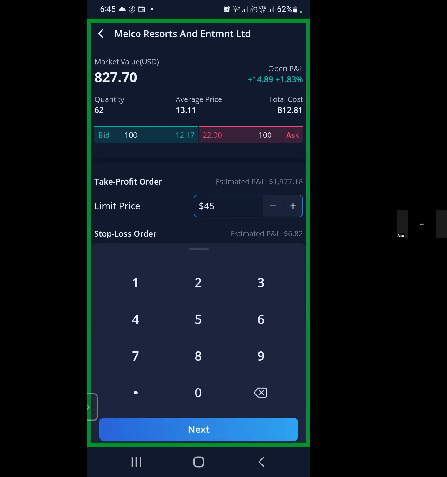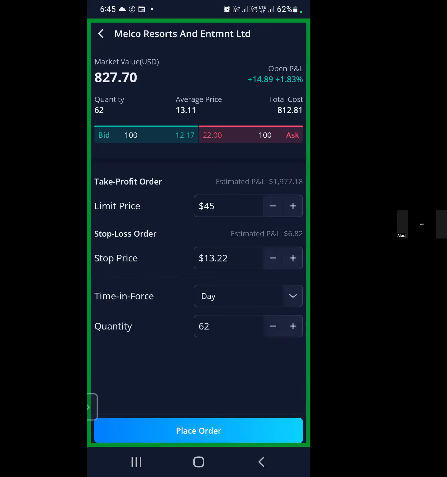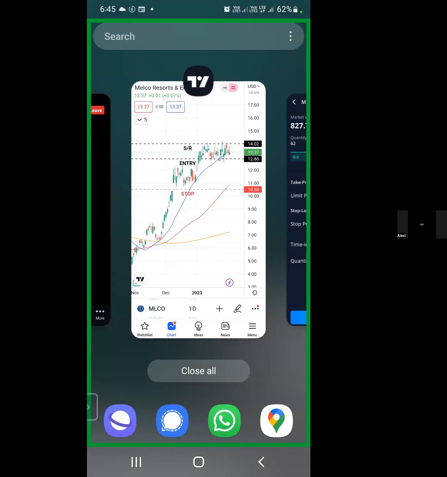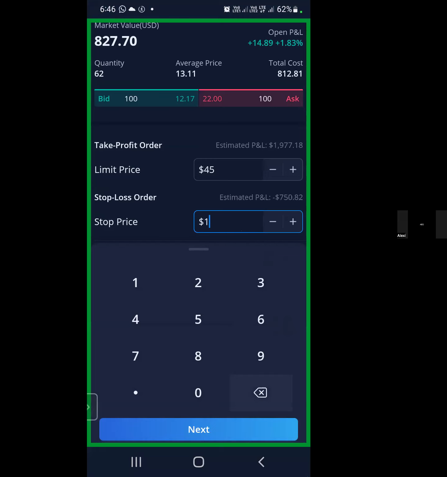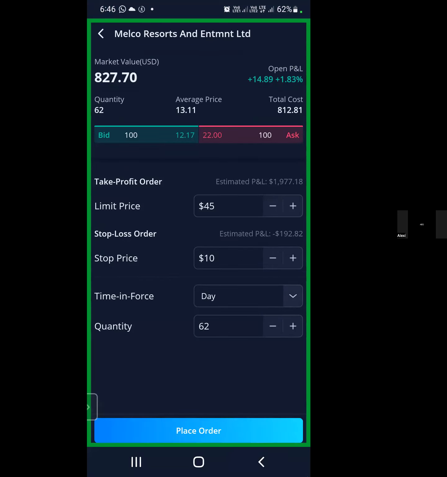Next, a stop loss price. Now I forgot again. What is it, 1050? And I said we can round it off to 10. So I would put 10 right here. There it is. Then I would change from day to good till canceled. And the quantity is also there. Remember to put the good till canceled, otherwise it will not remain. Then you press place order, and that order will be placed.